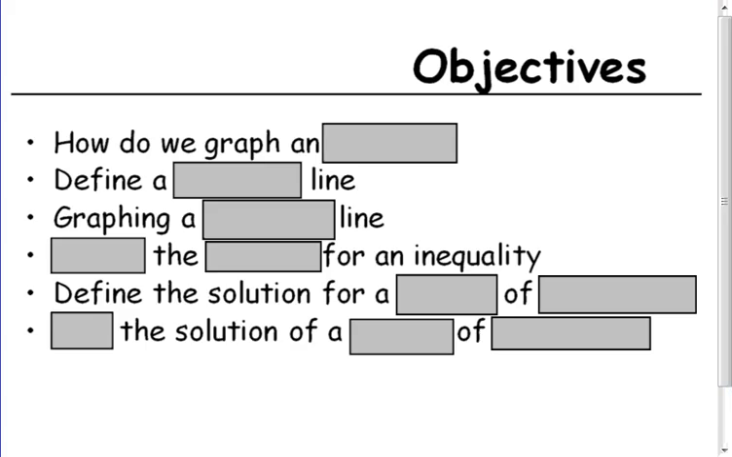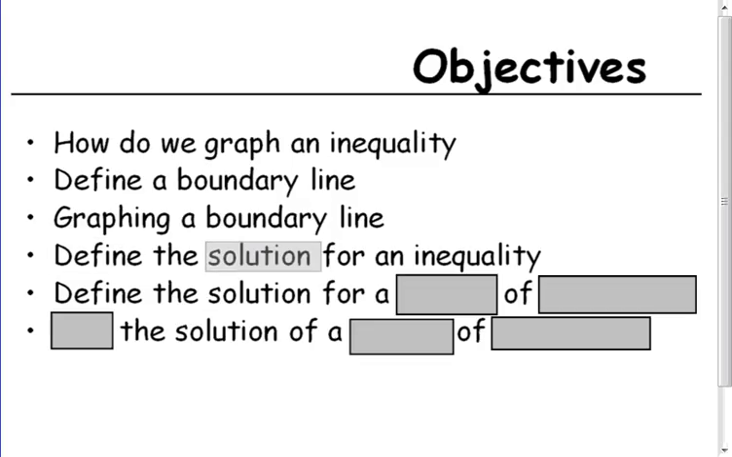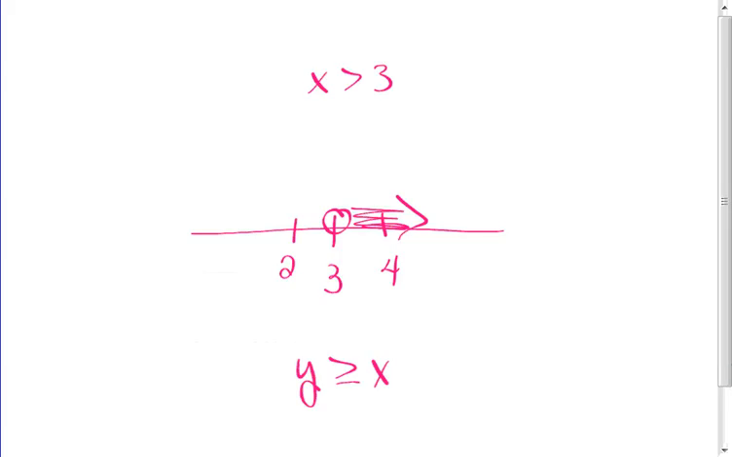So, with that said, our objectives today, and we're not going to fill in all these boxes, just some of them, is how do we graph an inequality? We're going to also define what a boundary line is. That's when we actually graph the line. Then we're going to graph that boundary line. We are going to define the solution for an inequality. And remember, even when we're over here on this one, our solution is a set of answers that are over here in this area of the number line. So it's a solution set.